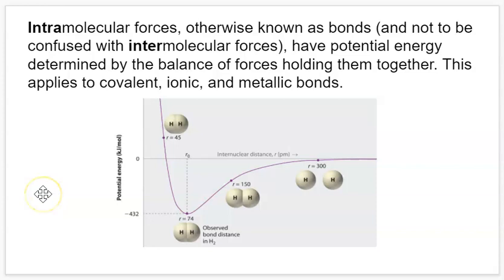So intramolecular forces are just a fancy way of saying bonds. The prefix intra means inside, so these are the forces within a molecule, the forces that are holding the atoms together to form the molecule. And they have a potential energy associated with them that's determined by the balance of forces holding them together. This is where we get into the Coulomb's law stuff, where we are thinking about the strength of the pull of the nucleus, and then the effect of the distance between the two atoms. And this idea applies to all bonds, covalent, ionic, or metallic.